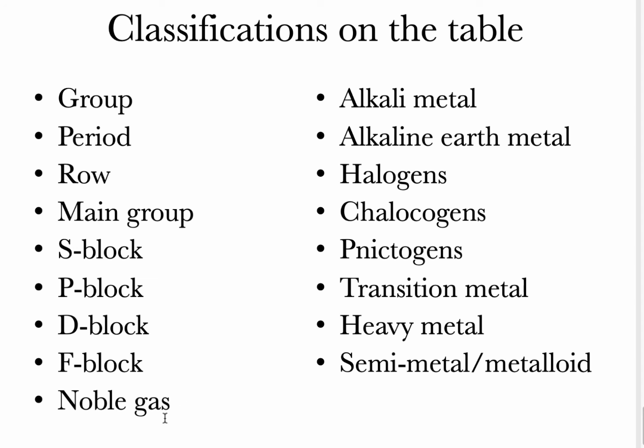Then columns on the periodic table often get classified as noble gas, alkali metal, alkaline earth metal, halogens, chalcogens, and pnictogens. These are all classifications of different columns on the periodic table. Transition metals, heavy metals, semi-metals, these are all different kinds of ways of talking about types of metals. Of course, you'll also hear people talk about classifying them as solids, liquids, and gases. But there aren't actually very many liquids on the periodic table because they're always at room temperature.